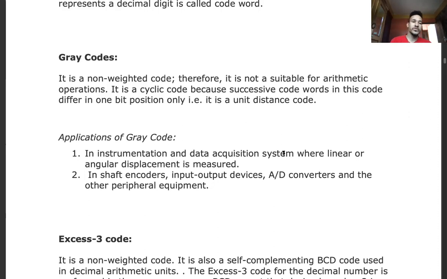Here I'm about to convert these gray and excess-3 codes to binary and vice versa. Gray code is a cyclic code because successive code words in this code differ in one bit position only. That is, it is a unit distance code. Its application is in instrumentation and data acquisition systems where linear and angular displacement is measured. Similarly, it's used in shaft encoders, input-output devices, AD converters, and other peripheral equipment.